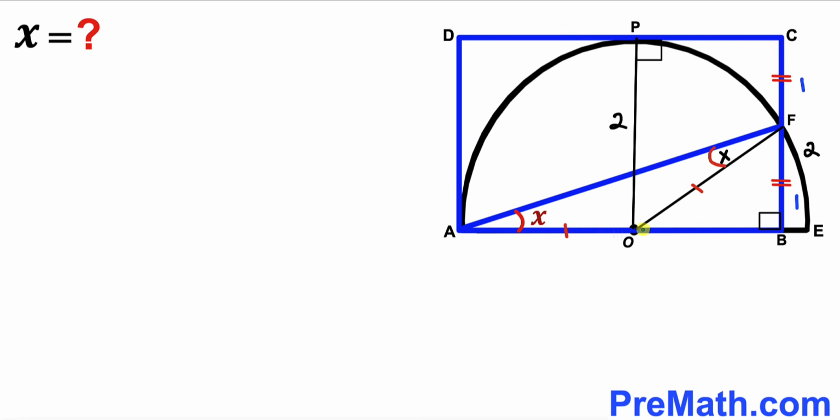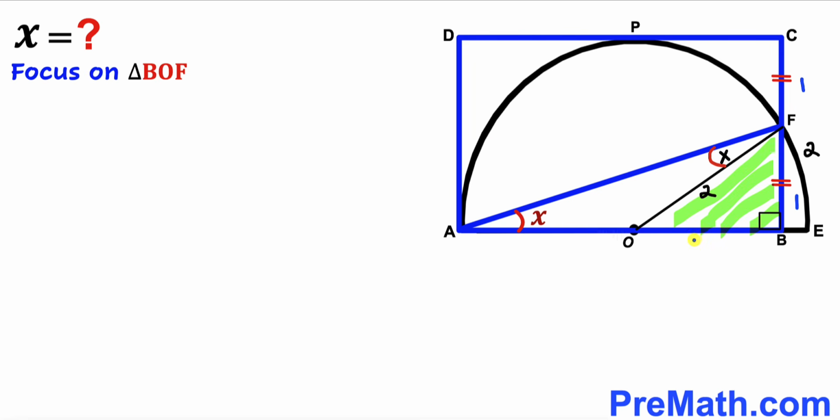And we know that OF is the radius of this semicircle as well. We know the radius is 2, so this OF length is going to be 2 units as well. Now we are going to focus on this right triangle BOF. We know this side length of this triangle is 1, and this hypotenuse is 2 units.